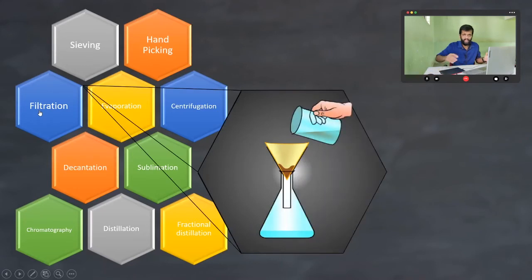Next is filtration. So what I do is, if I have mud and water mixed together, mud water is a solution. So you can write down in the comment section, what do we mean by that? Mud, what is water in that case? Okay, so here we are taking the mud water and using a filter paper we are trying to separate it. So filtration.